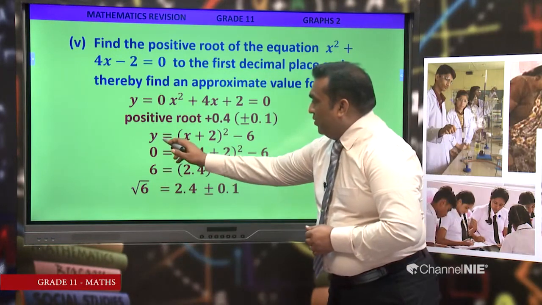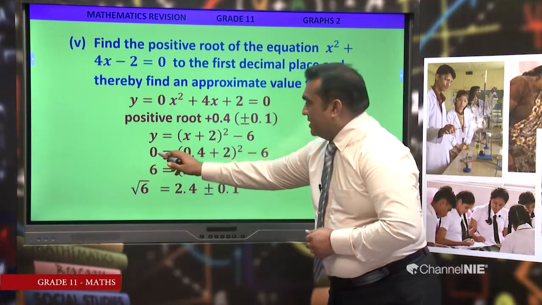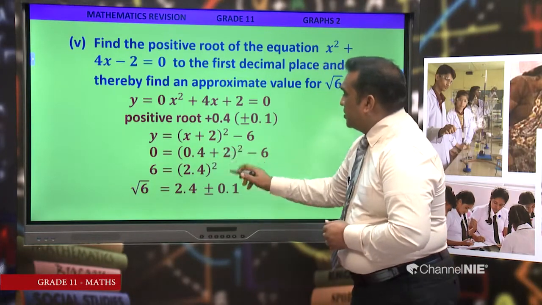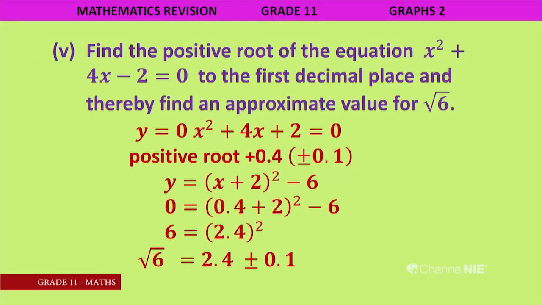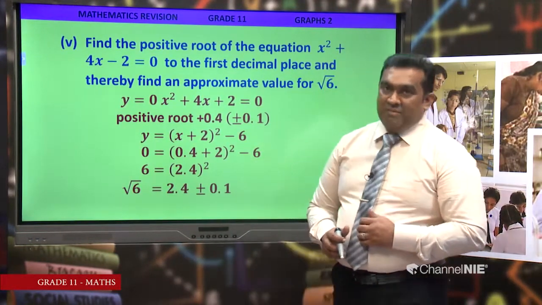When y equals 0, you know that x equals 0.4. Therefore, put here 0 instead of x: 0.4 plus 2 squared minus 6. Right? Here 2.4, 0.4 plus 2 is 2.4 squared equals 6. Take square root on both sides. After that, square root of 6 is equal to 2.4 plus or minus 0.1. It means if you have 2.5 for root 6 or 2.3 for root 6, you will have the total marks. That is a condition of the marking scheme.